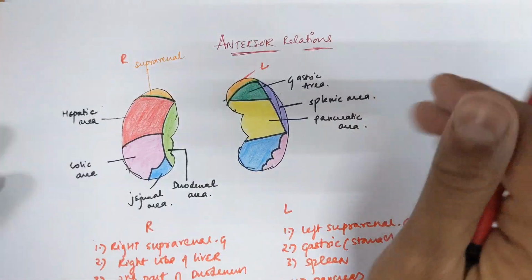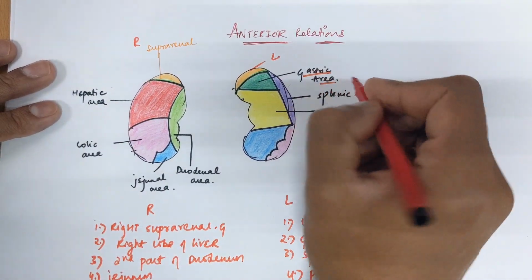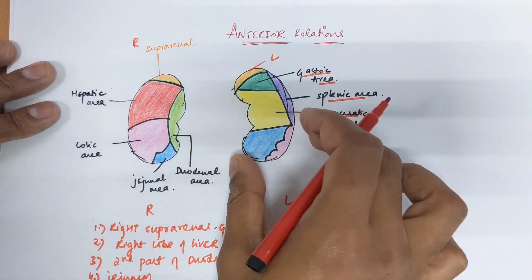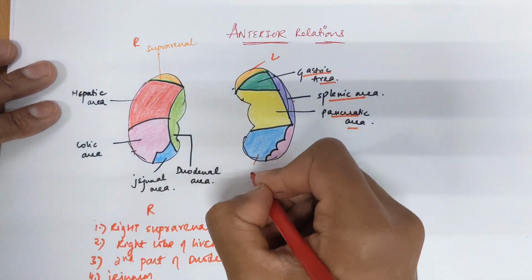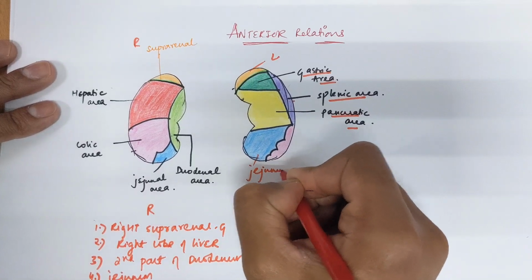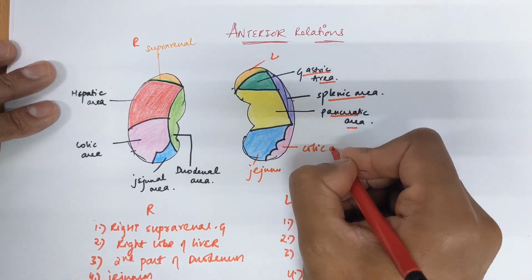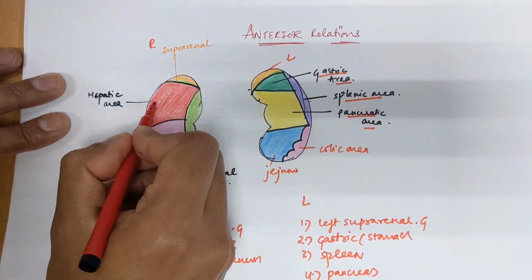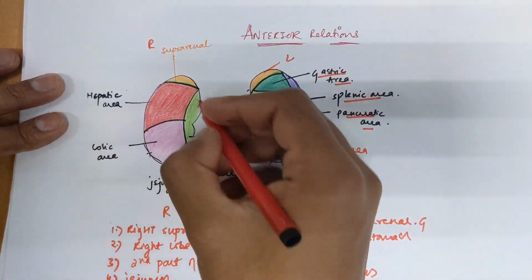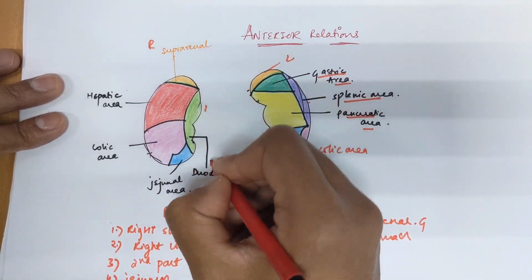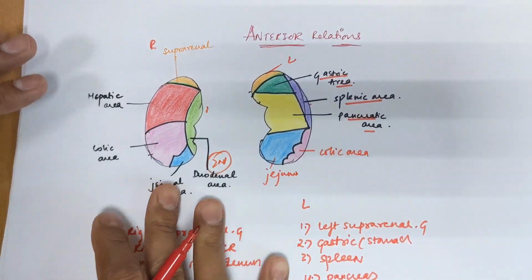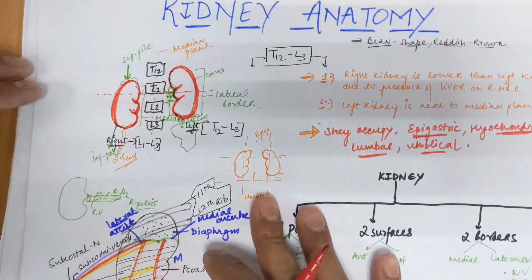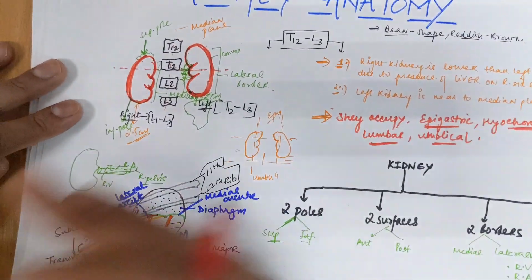So these are the areas you can see in the diagram, like the gastric area, stomach, and this is your splenic area on the left side. Pancreas will be present, so the pancreatic area will be covering this area. The blue one is jejunum, so here jejunum will be present, and this is your colic area, by pink and blue. The liver will be only on the right side, and the duodenum will be present, the second part, here. Clear? So this was the anterior relation of the kidney. I think it is clear. We'll be discussing the lateral anatomy of the kidney in the next video. Thank you.